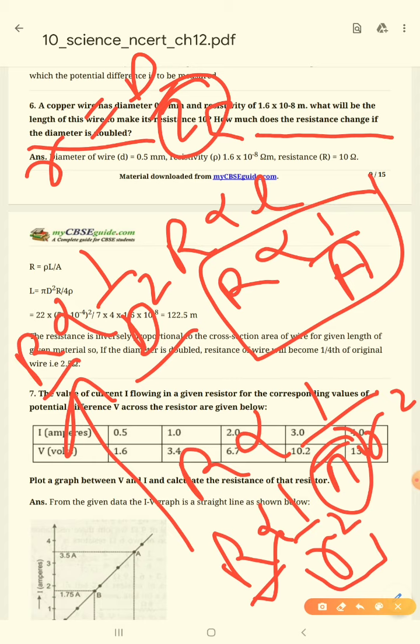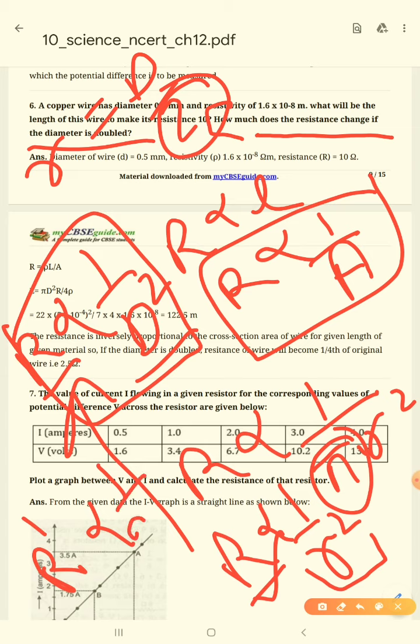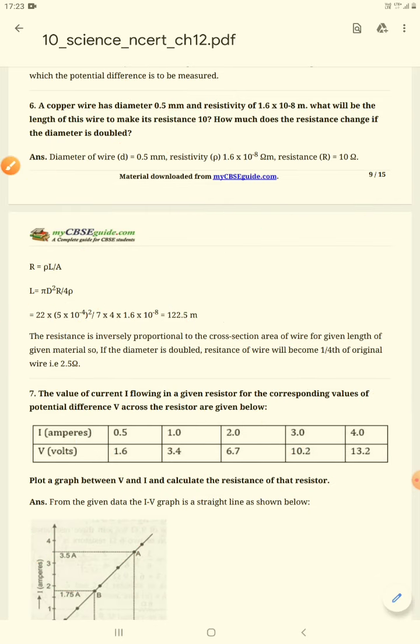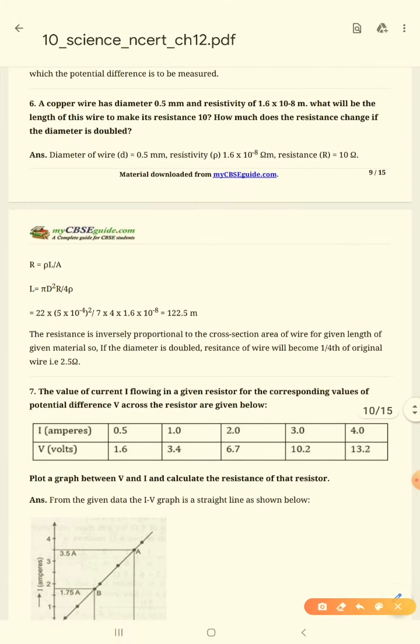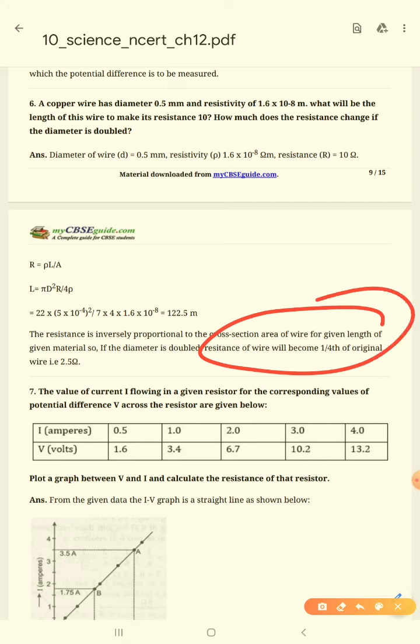In this question, it is asking about when the diameter is doubled. Now suppose this is the condition, R proportional to 1 upon d square. When we double the diameter, what will happen? Then the resistance will change. Suppose it becomes R dash proportional to 1 upon (2d) square. So it will be R dash proportional to 1 upon 4d square. So it will become 1 upon 4 of the original value. Here it is. Now in this question the resistance is 10 ohm. Then we will take 1 by 4 of 10, 10 upon 4, that will be 2.5 ohm.